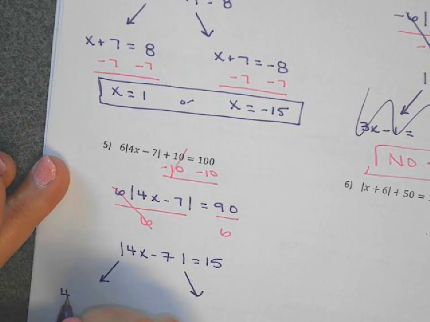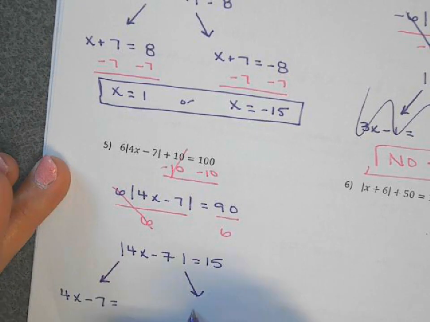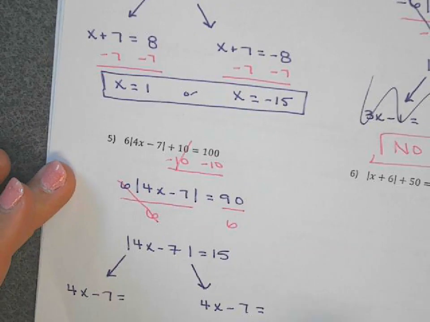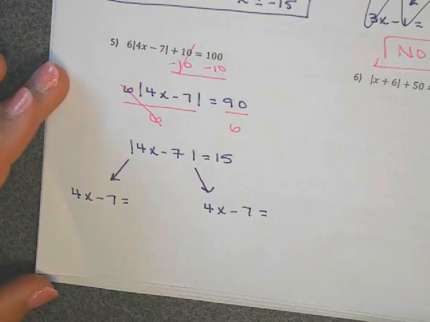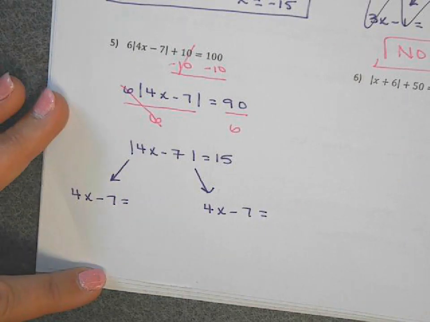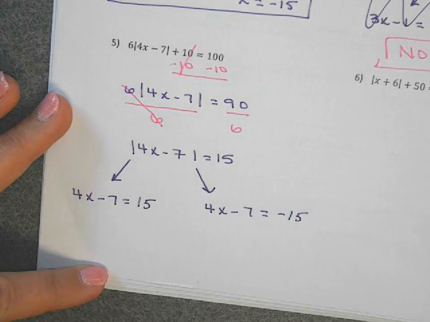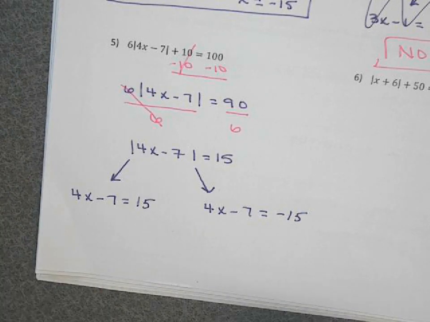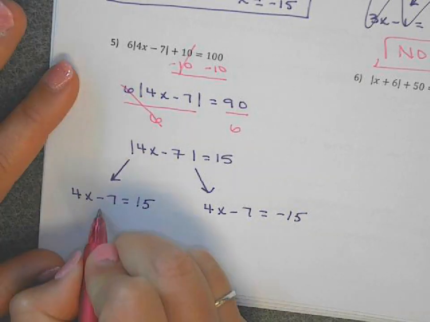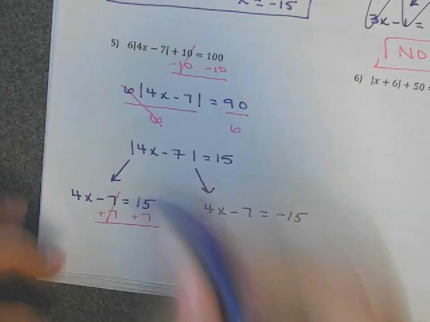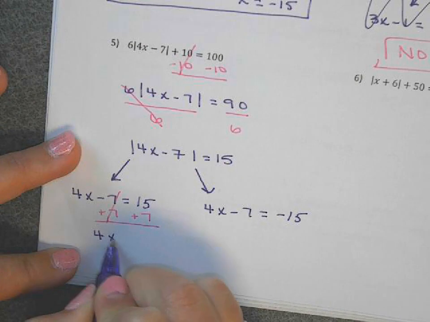The left side's going to be 4x minus 7 on both sides. And the right side, what are my options for the right side? We need 15 and negative 15. Very good. All right, then I go and I solve both of those. Now these are equations that I've been doing for so long that I know how to solve these ones.